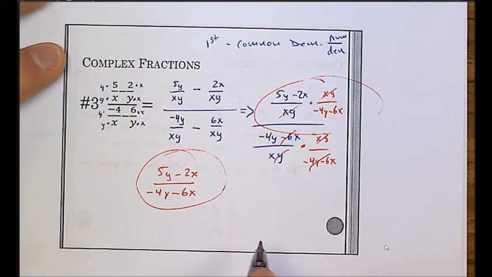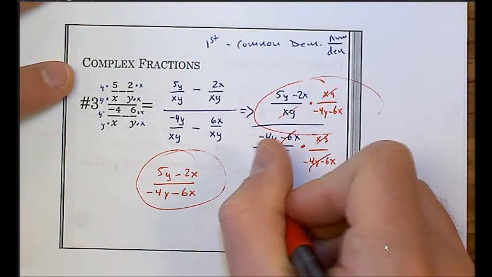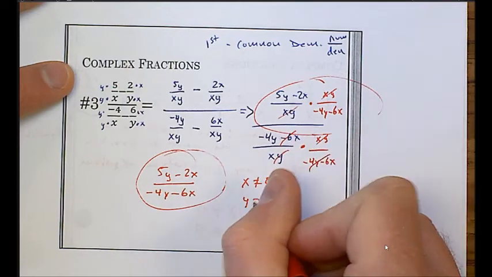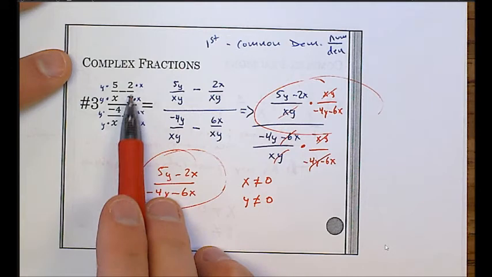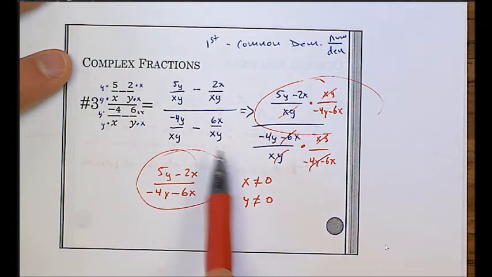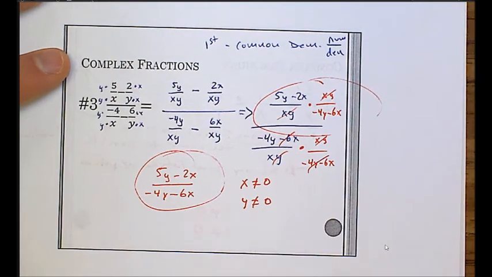Restrictions. If you see any restrictions here, but especially in the beginning of the problem, you know, x can't be 0 and y can't be 0 because of the very beginning. You'd have 2 divided by 0, which would make it undefined. 0 here would make it undefined throughout the process of the problem, and so those are our restrictions for number 3.